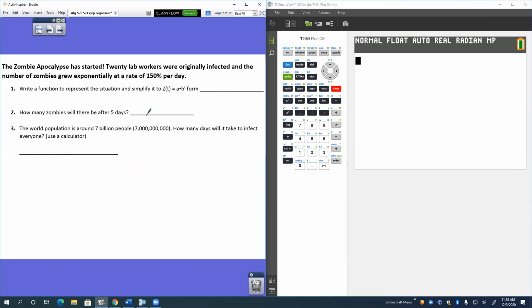So if we take a look at this first one, it says the zombie apocalypse has started. Notice how they hide that number. 20 lab workers were originally infected, and the number of zombies grew exponentially at a rate of 150% per day. So go ahead and just do number 1, please. Write a function to represent the situation and simplify it to z of t equals a times b to the t form. Just do number 1, please, because if you get number 1 wrong, 2 and 3 are automatically going to be wrong.